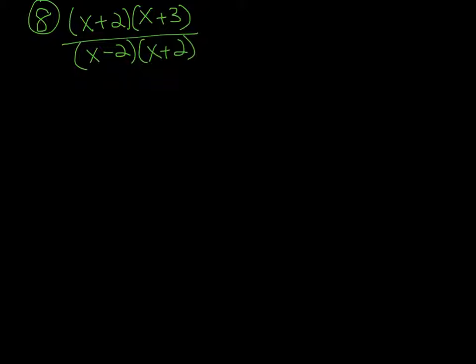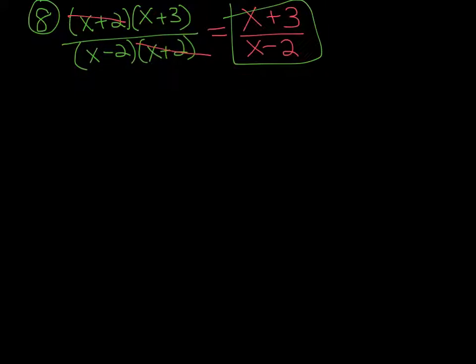So actually, all you do here is cancel out your common factors, which is our x plus 2, x plus 2. Those both go away. When I do that, I'm left with x plus 3 over x minus 2. And that's all I can do. Just another reminder, this is my answer, but I'll remind you again.